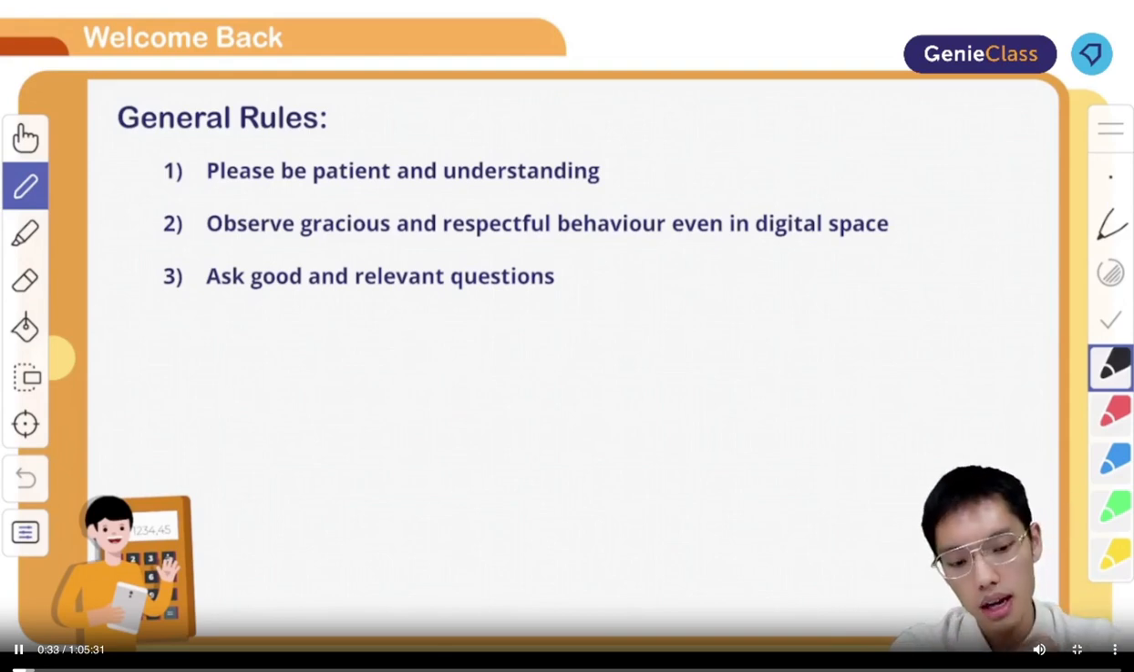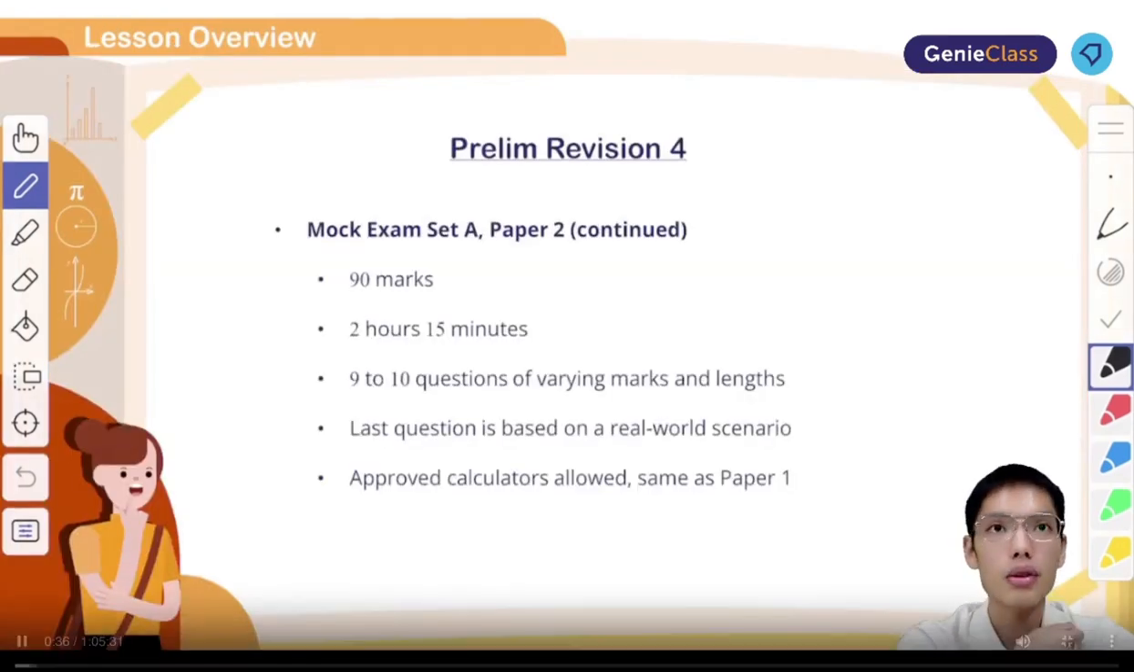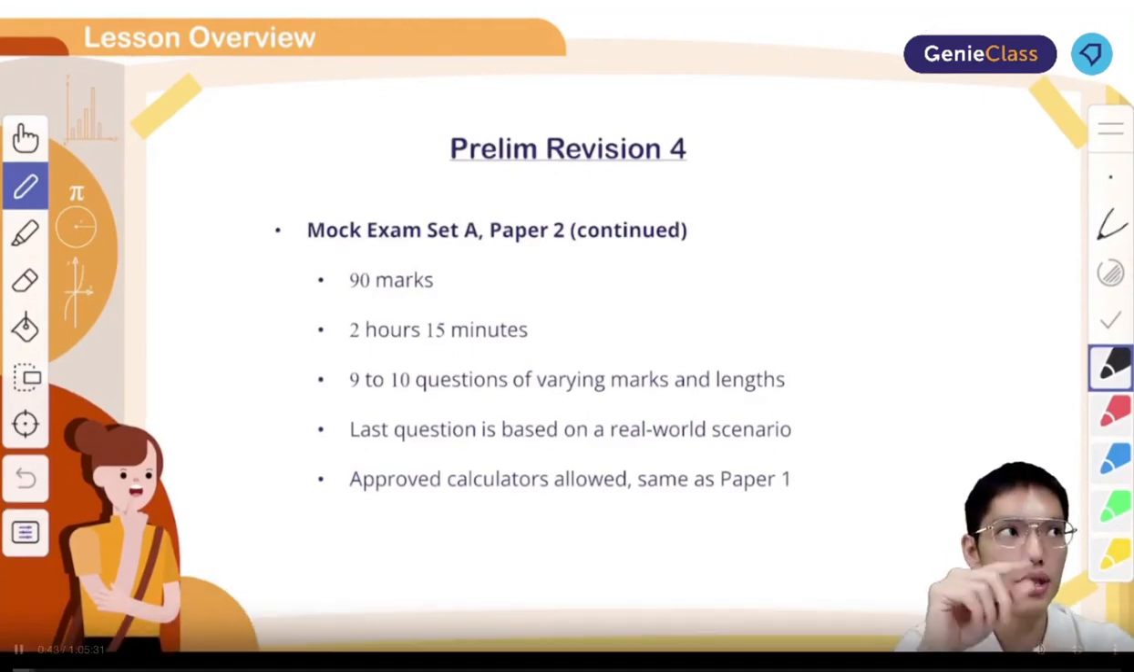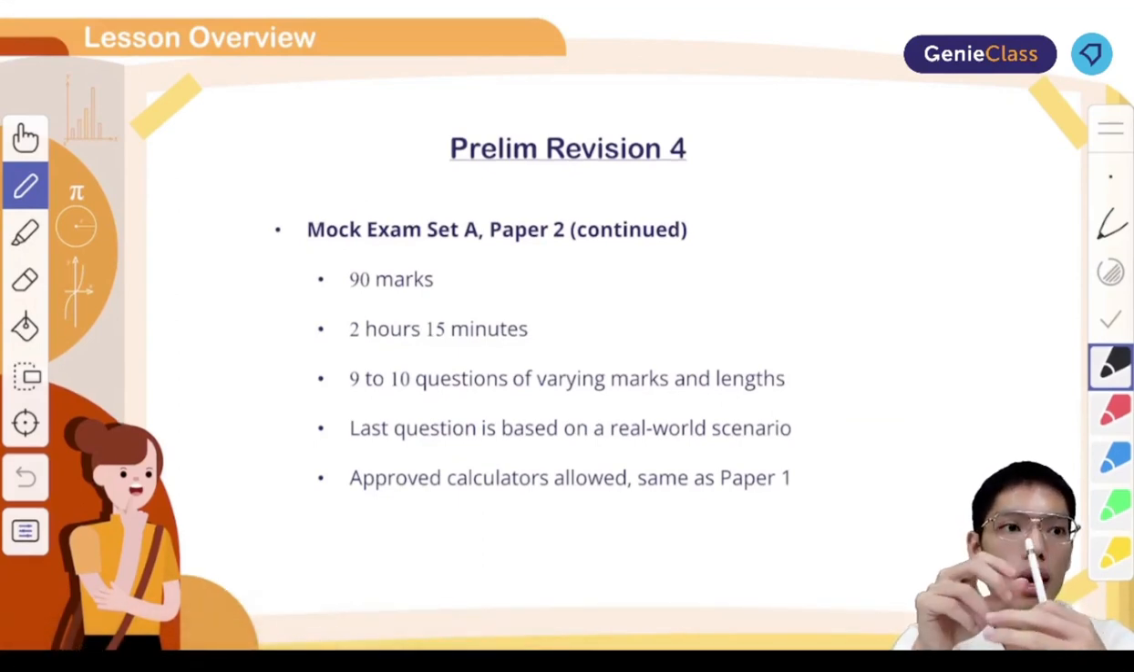Okay, so as you all know, we are going through the Set A, in this case Paper 2, which means the Set A is coming soon. We are continuing further questions, and in this case specific questions to what we need to cover.